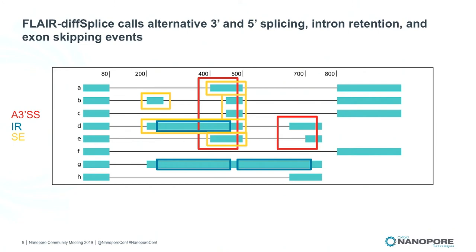It's called FLAIR diff splice, and it calls the 4 main types of alternative splicing events. It'll identify the splicing event. It'll identify which isoforms support the inclusion of the event, which isoforms support the exclusion of the event, and equipped with the quantification of each isoform in each of our patients, we can then perform statistical tests to figure out which splicing events are differentially used, significantly differentially used between our two patient groups.